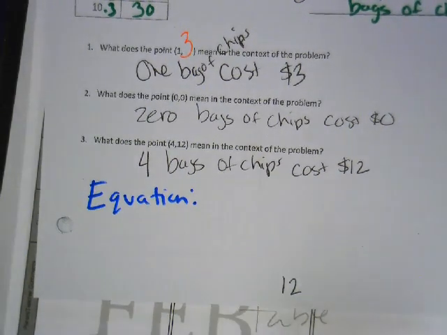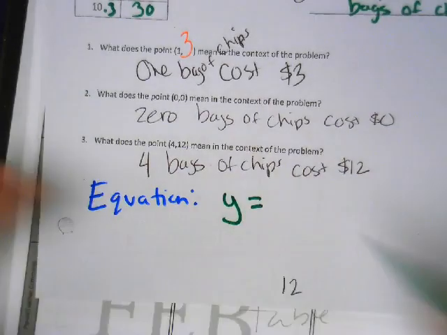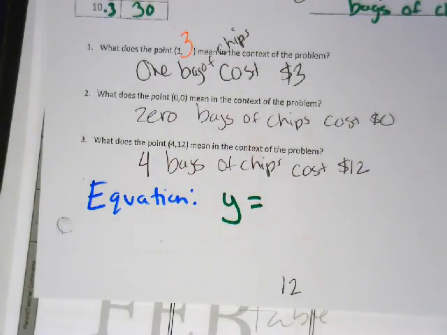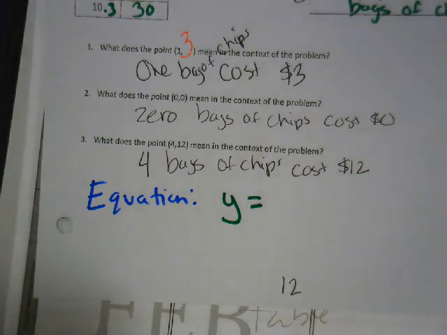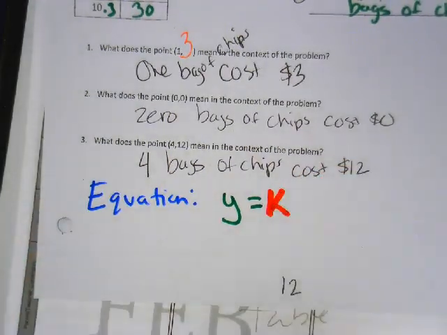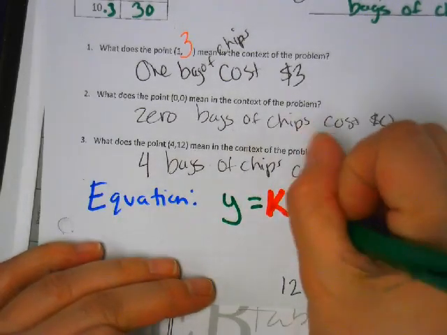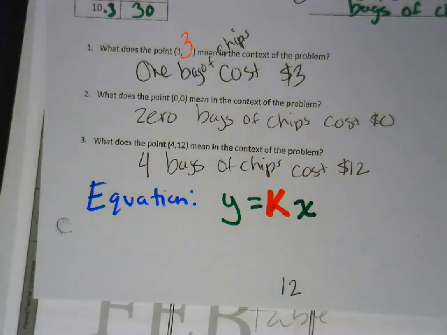In your equation, you will always start with y equals. When you tell me your answer to the equation, you're always going to start with y equals. Always start with y equals. Then you are going to write k, which stands for something, and then an x. You will always start with y equals kx.